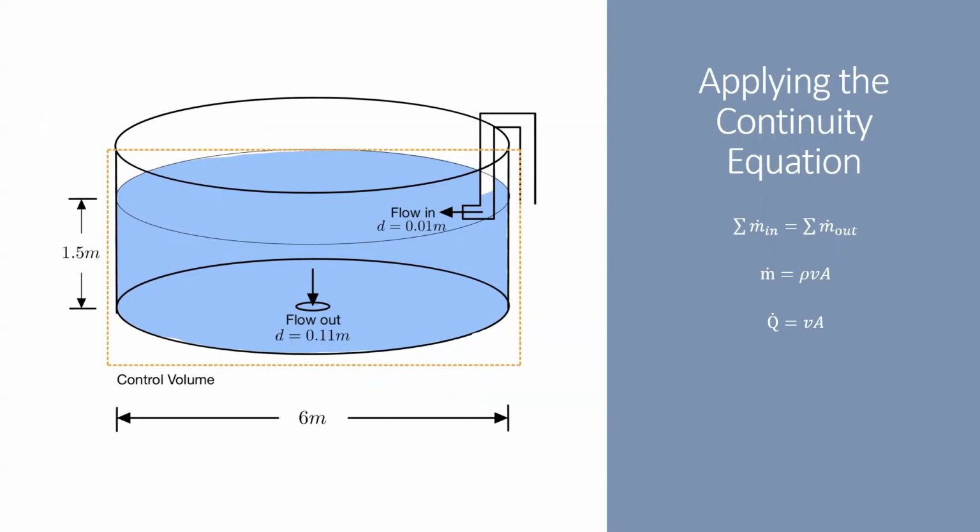We have their diameters, and through research, we found the velocity of the water coming into the system. Using all of our givens, we can solve for the outgoing velocity and then plug that into the respective formulas to find the mass flow rate and volumetric flow rate.